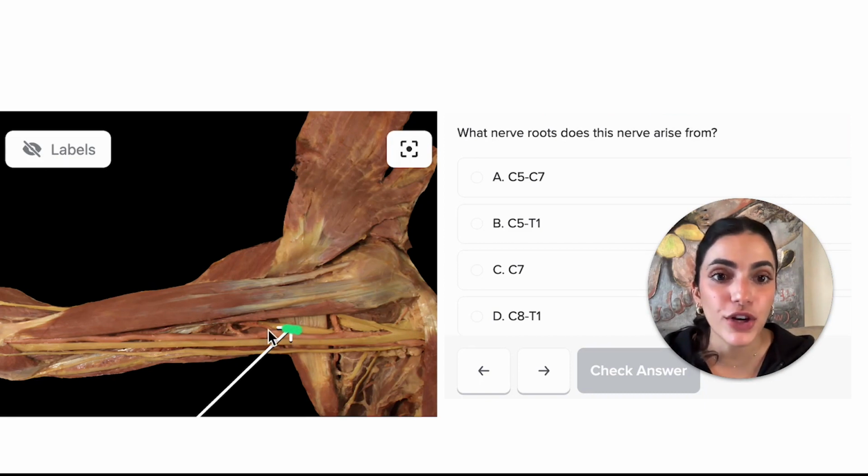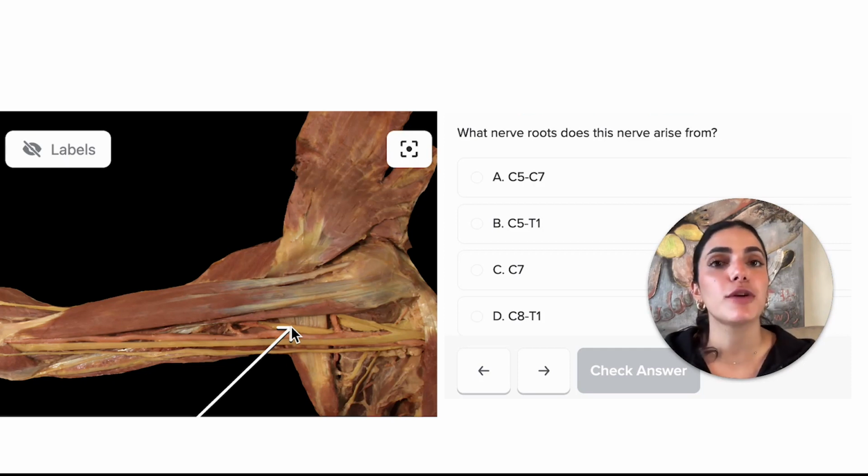Now, the radial nerve and the profunda brachii artery are going to travel together within the triangular interval or the triceps hiatus to go towards the back of the arm and supply or innervate those areas. Now, that being said, what are the nerve roots for the radial nerve?